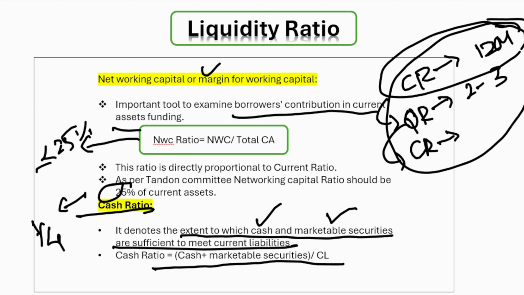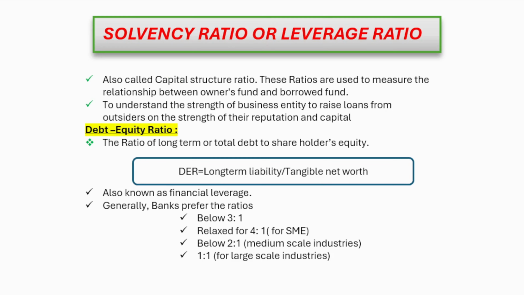And now we discuss the solvency ratio, also called leverage ratio, also called capital structure ratio. What does it indicate? It measures the relationship between owner's fund and borrower's fund. It's all about debt. Borrower's fund is nothing but debt. Owner's fund is nothing but equity. All these ratios are the relationship between equity and debt. That is our first ratio, debt equity ratio.